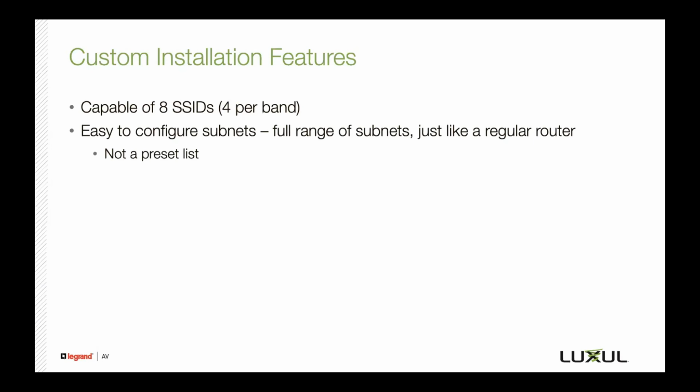There is a full range of subnets, again, just like a regular router. So there is no preset list of 2 or 3 drop-down menu subnets that you can choose from, and if that doesn't work, you're out on a limb and have to call them to have them hard coded in. If you need to do 192.168.1 or 10.0.0.1, you can do that. It doesn't matter. We don't care. It's fully featured, full functionality. So you can make the subnet whatever you need or want it to be.